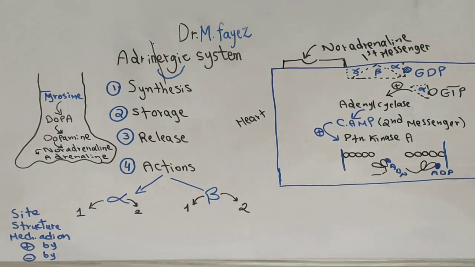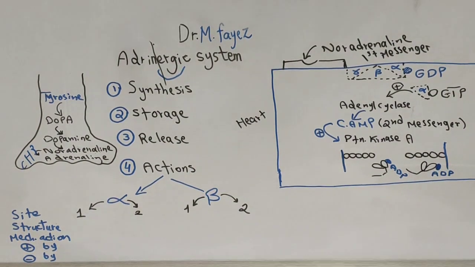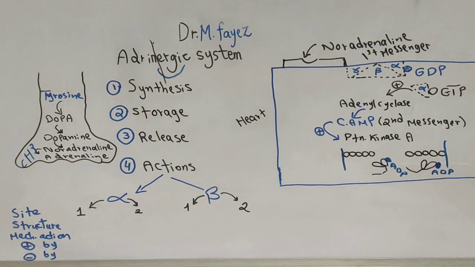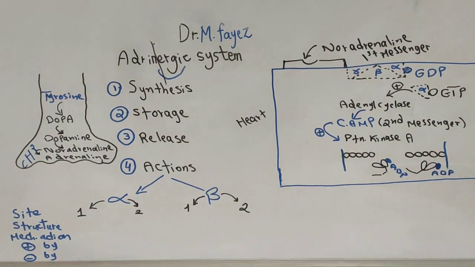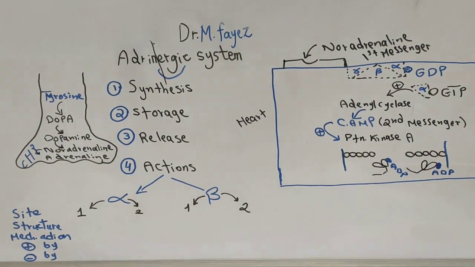Noradrenaline is converted to adrenaline by adding a methyl group, CH3, which is called methylation. So here we form noradrenaline, which is the main chemical transmitter. But if you have severe stress or you are exercising more, you need the liver to break down more and more glycogen. So here you need conversion of noradrenaline into adrenaline.